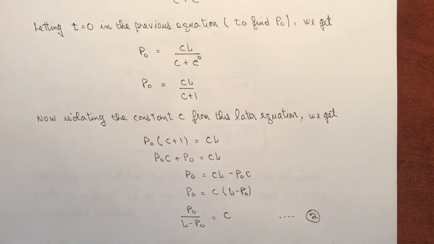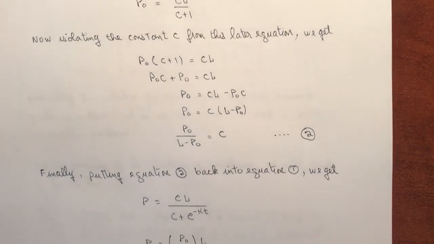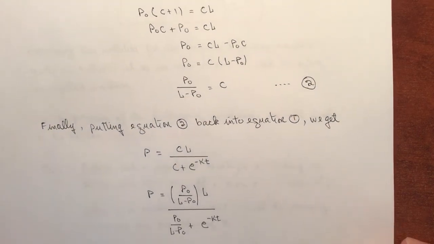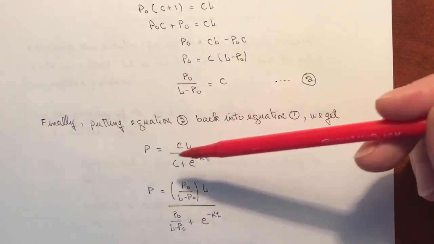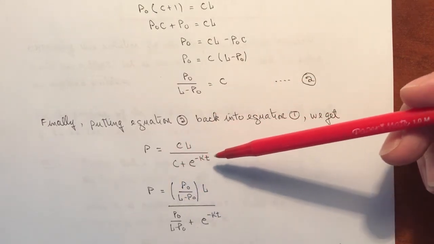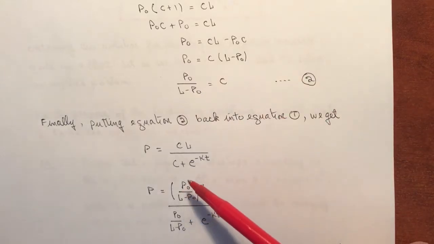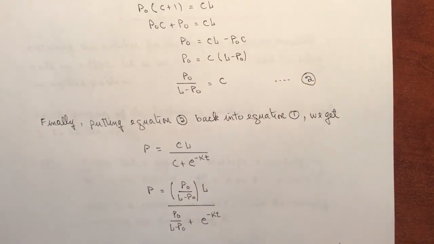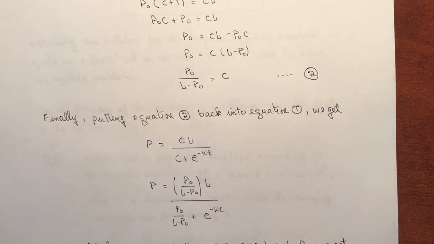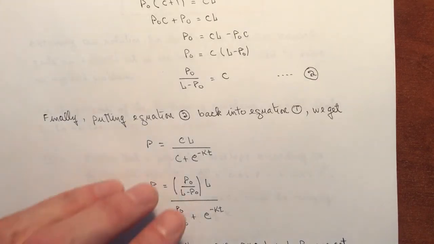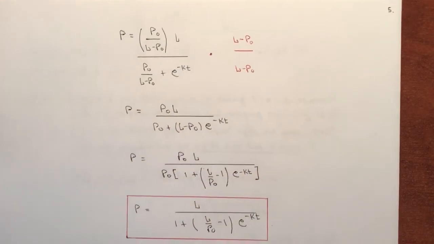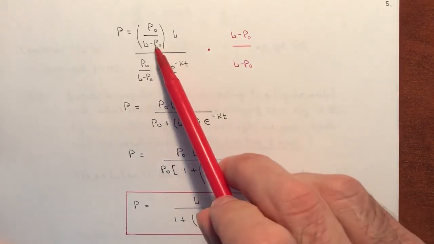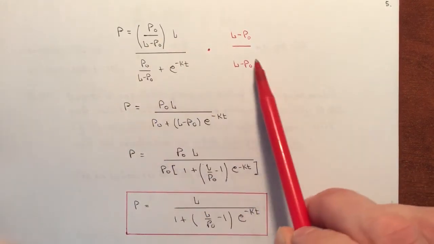Putting this back into our original equation 1, we get that P is equal to cL over c plus e to the minus kt, but I'm going to replace c by P0 over L minus P0. And I'm going to get this relatively nasty equation. So to simplify it, I'm going to multiply both sides by L minus P0. Cancellation here and here, cancellation here and there.